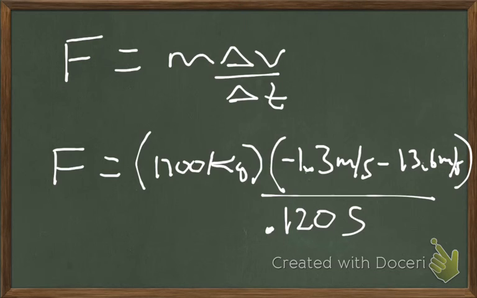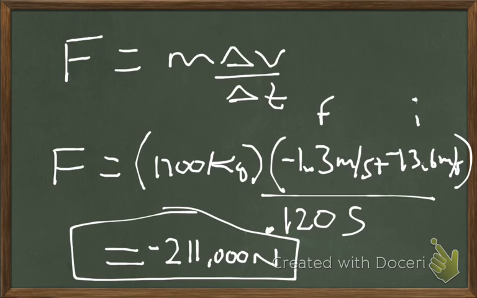Now notice the way that I plugged this in. For change in velocity, I used negative 1.3 first, and then 13.6. Remember, in case you forgot, it's always the final minus the initial. Our initial velocity was 13 to the right, our final was negative 1.3. So you're actually going to add two negatives together. And when we get our force, it's also going to be negative, and it's huge.